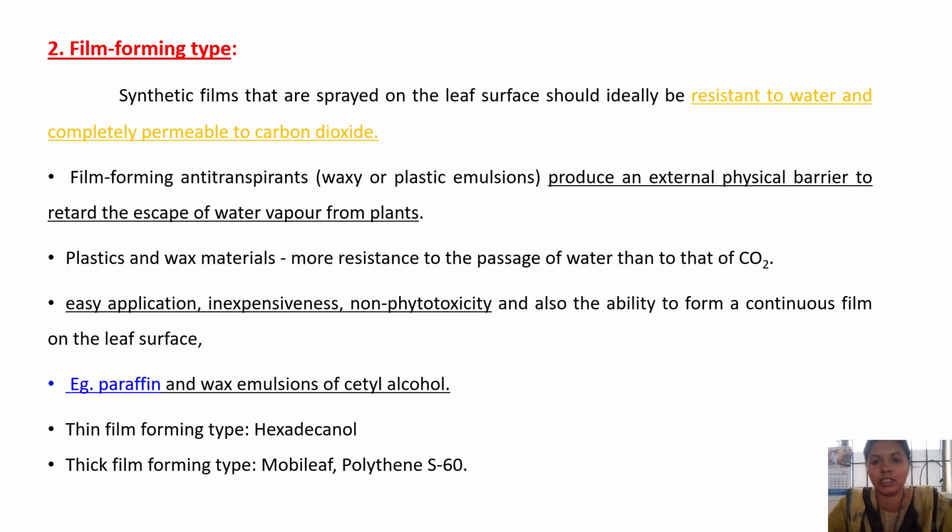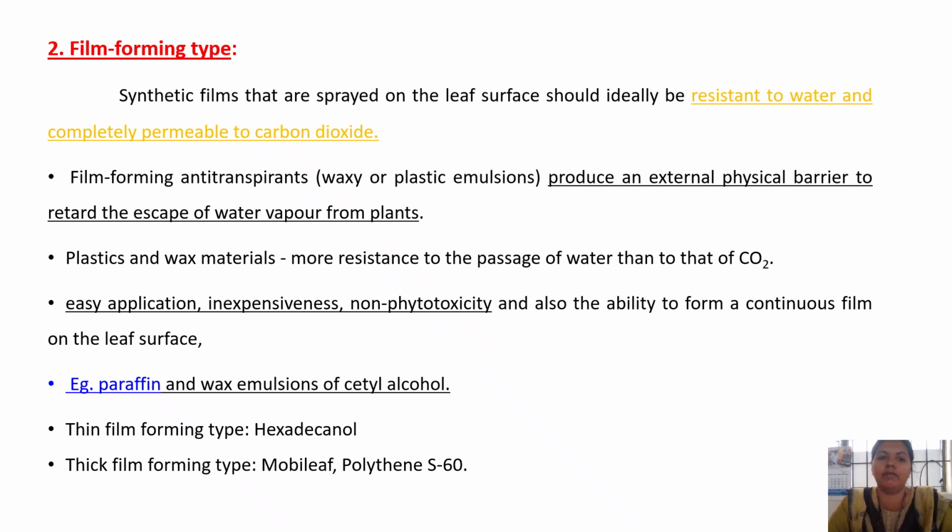And next is the film forming type of anti-transpirant. Film forming type, in the sense, when we spray on the plant, it should form a thin film on your crop plants. The thin film which is formed when we spray should have the character that it should not allow water to transpire, but it should be completely permeable to carbon dioxide.